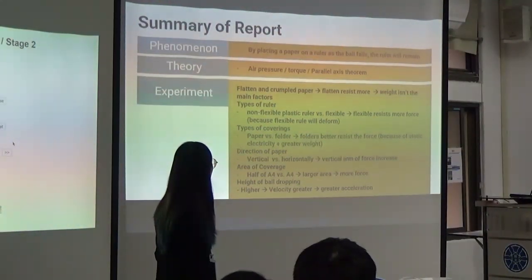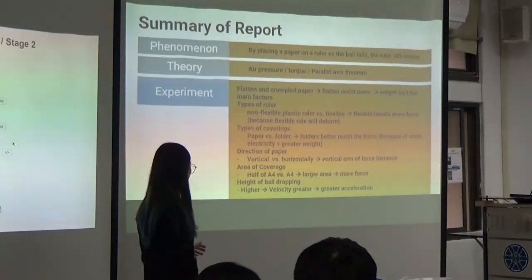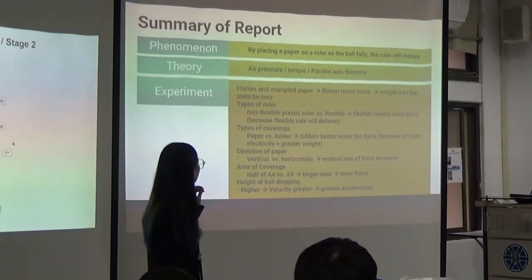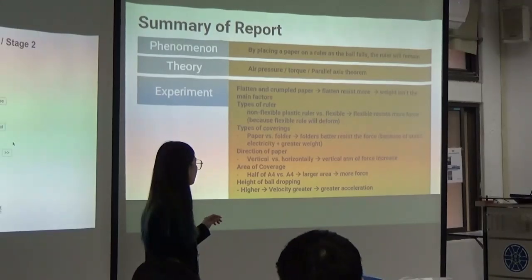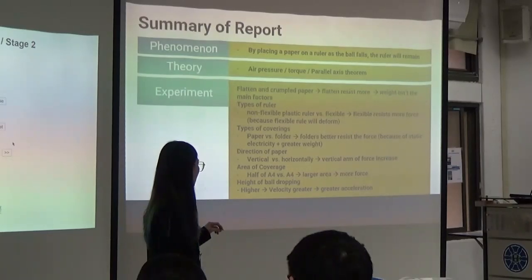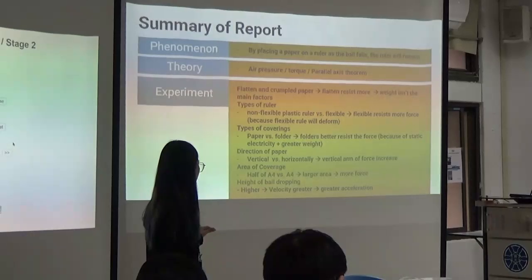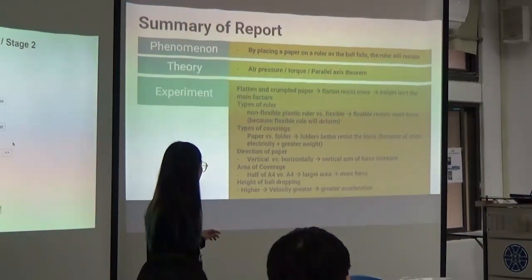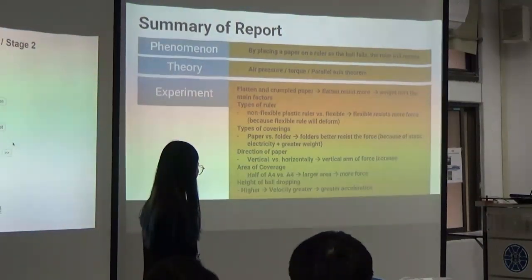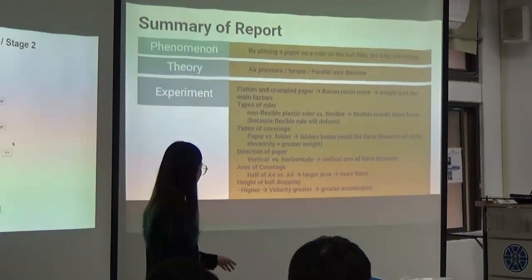They include parameters including type of ruler, type of covering, direction of paper, area coverage, and also the height of the ball dropping. As the ruler is more flexible, it will resist more force, and the folded paper will better receive the force even though the weight might be a bit different. Also, since the vertical arm of force will increase, as the paper's area increases, more force will be resisted.